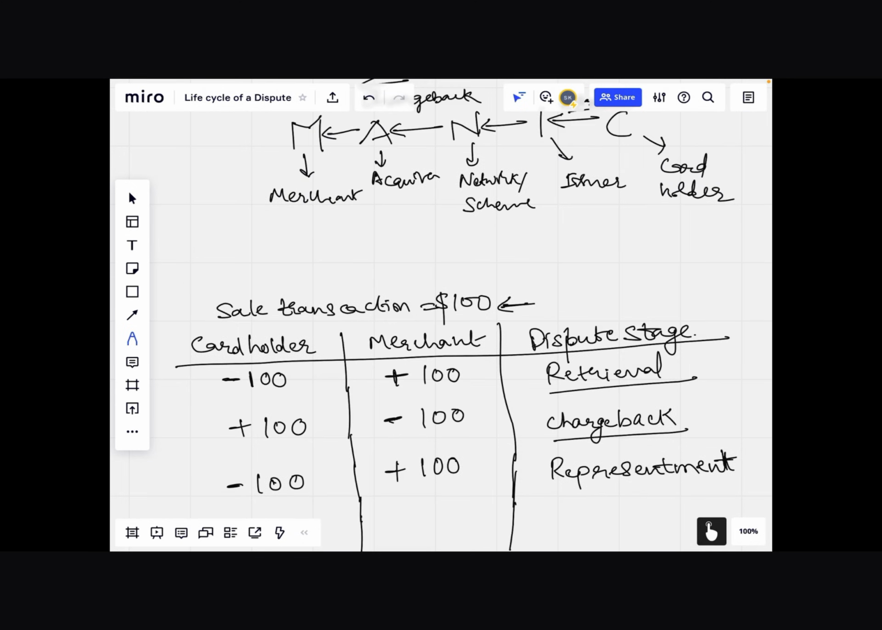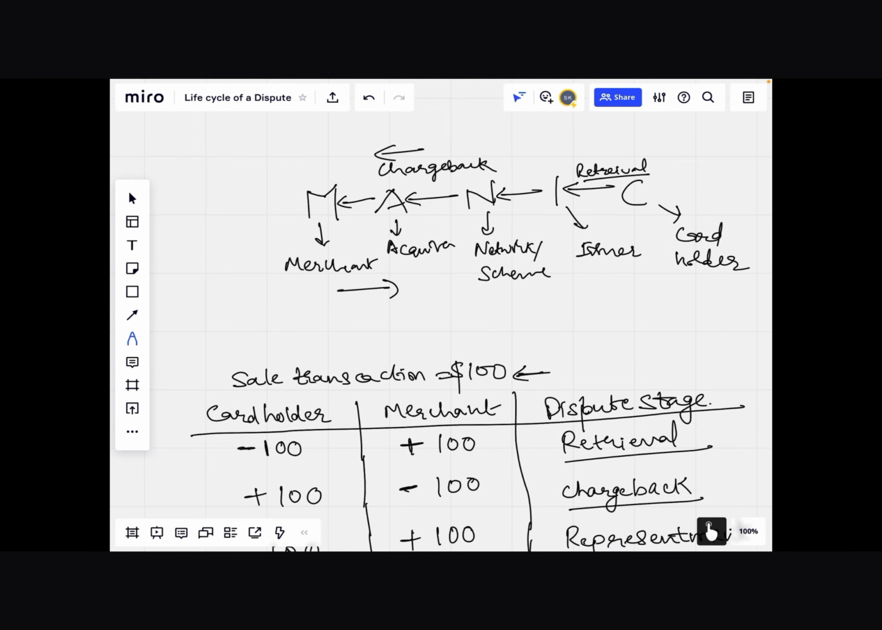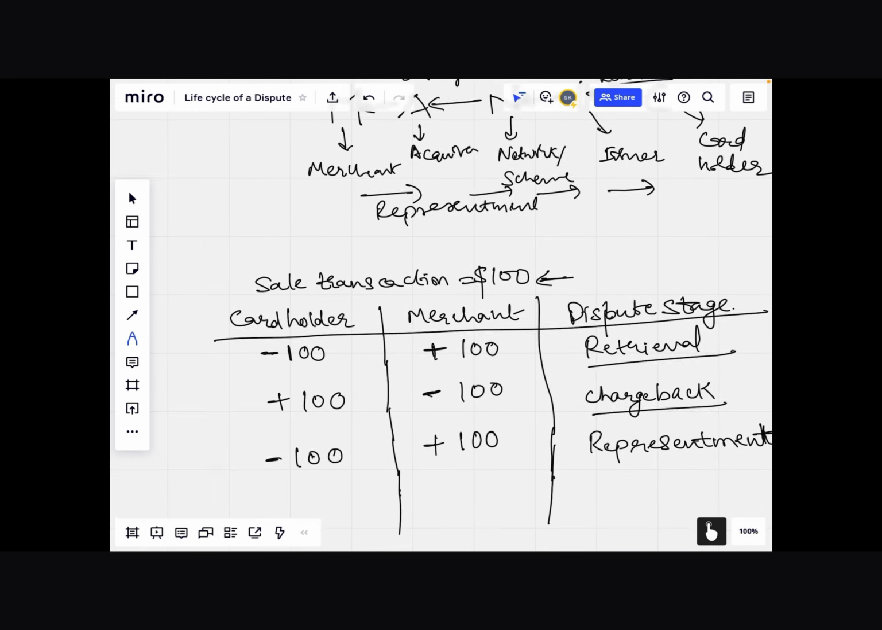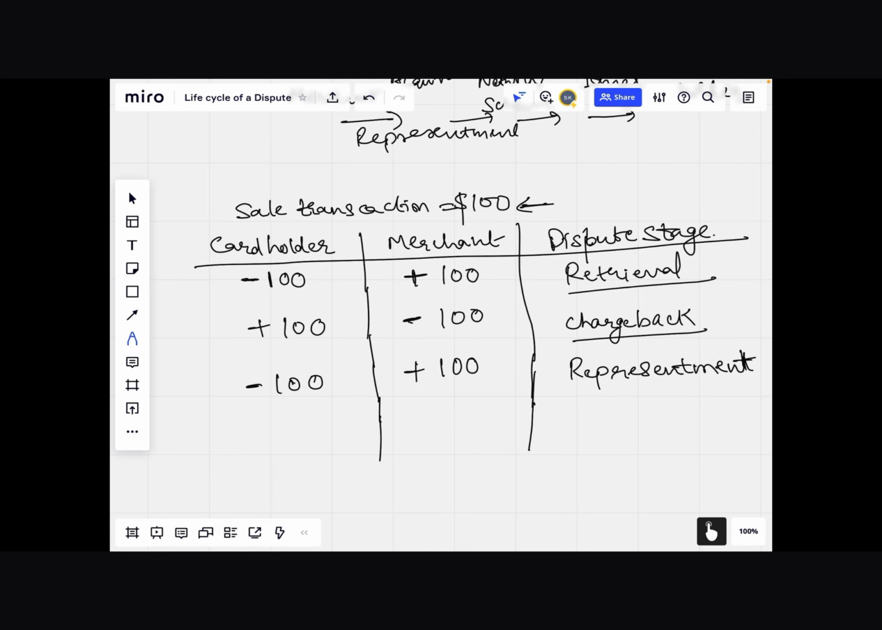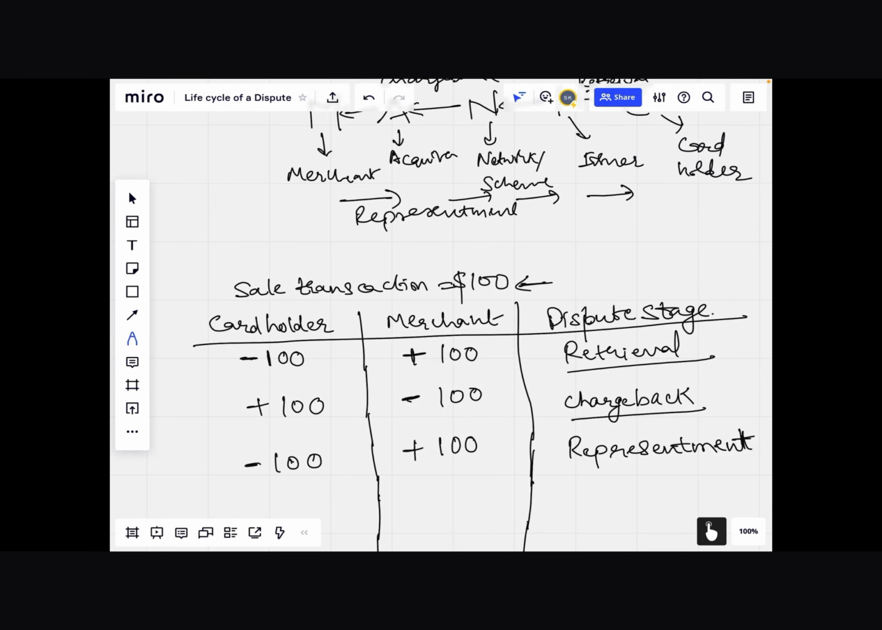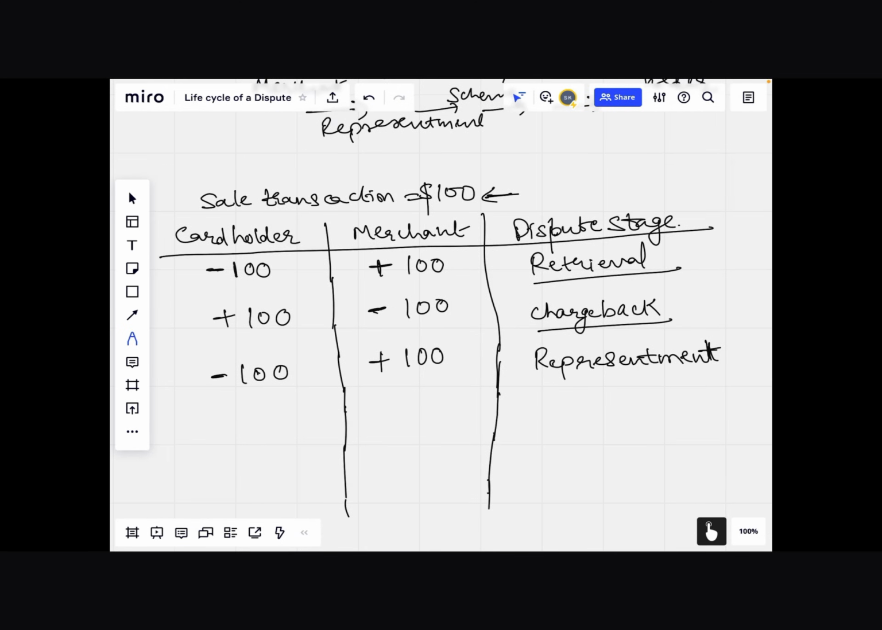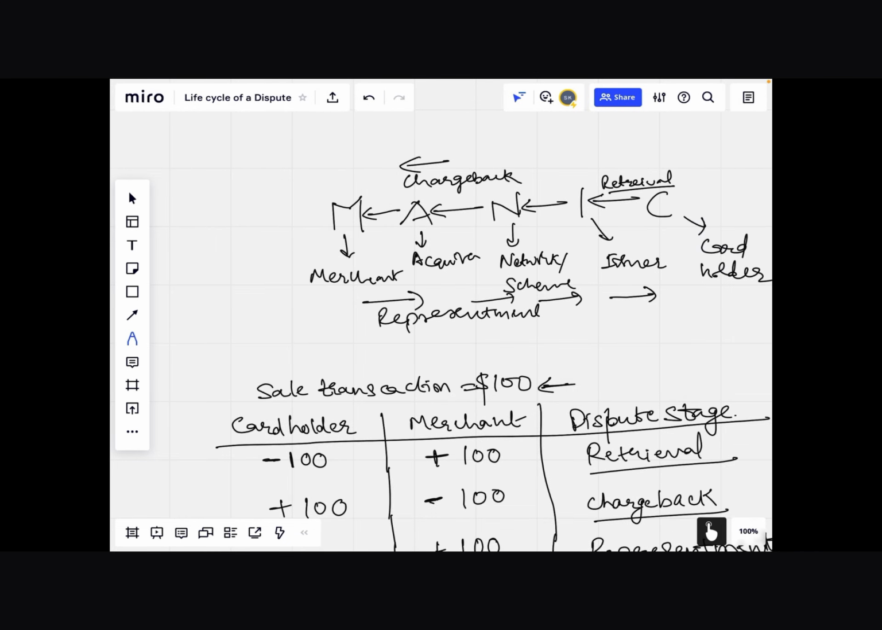Now, this is where the merchant says, I have got this proof. So he makes a representment from this side, and then the representment flows all the way till the issuing side. Now, if for some reason the merchant doesn't get through with the representment and the issuing side says no, we still don't agree with your proof, then you have the next stage called pre-arbitration, where there is another chance given to the merchant.